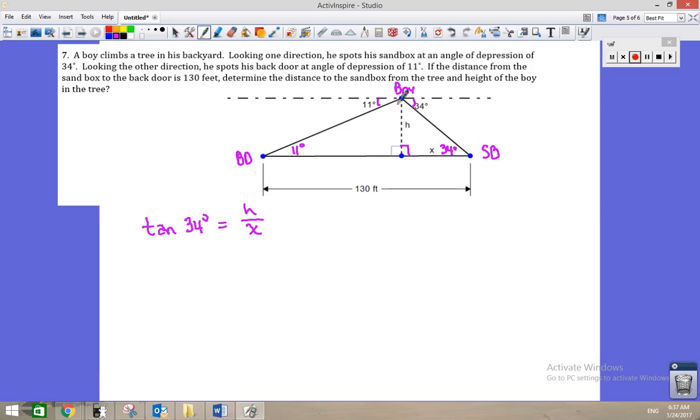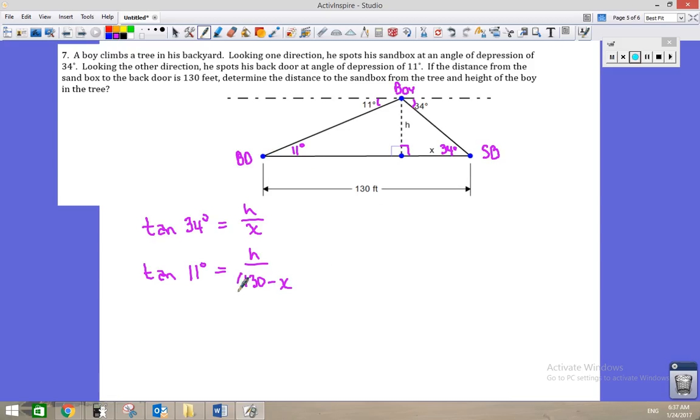The second equation we can get from this triangle at the right by taking the tangent of 11 degrees. It's h divided by, well, it's less than 130 feet. 130 feet is the whole thing. So 130 feet, take away this x. 130 feet minus x is the distance from the back door to the tree.